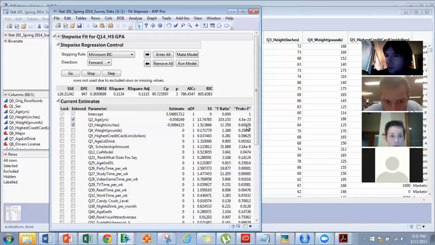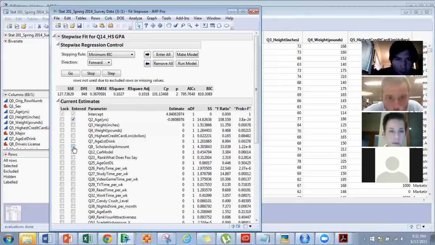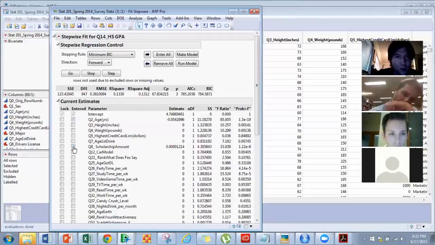It's probably a gender effect is what's going on there, a lurking variable of gender. So we have height right there. Let's take something else. If we go down here to scholarship amount, does that tell you someone's GPA? Yeah, it does. You can see what happens there as I switch it. You can look at the R squared and R squared adjusted. The root mean square error goes down.